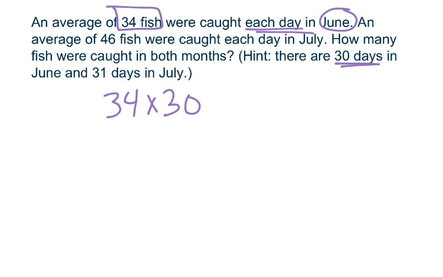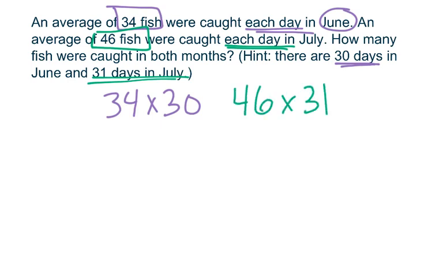Then I want to know how many fish were caught in July. 46 fish were caught each day in July. I need to know how many days are in July, and it tells me in my problem that there are 31 days. So to figure out how many fish were caught in the whole month of July, I would multiply 46 times 31.